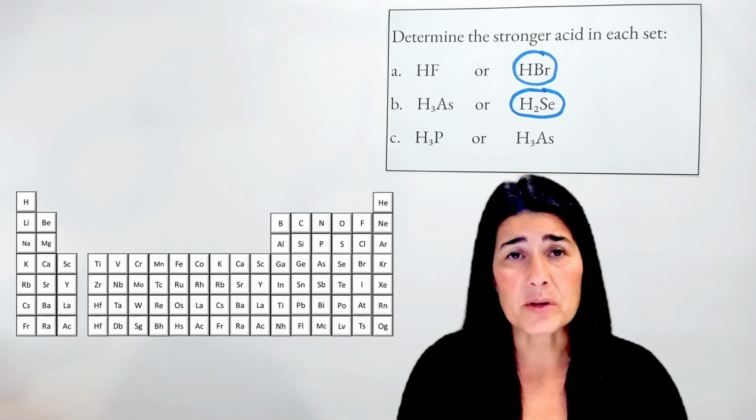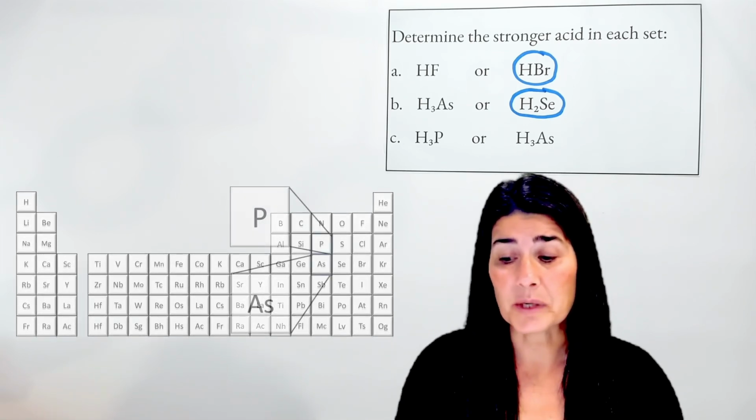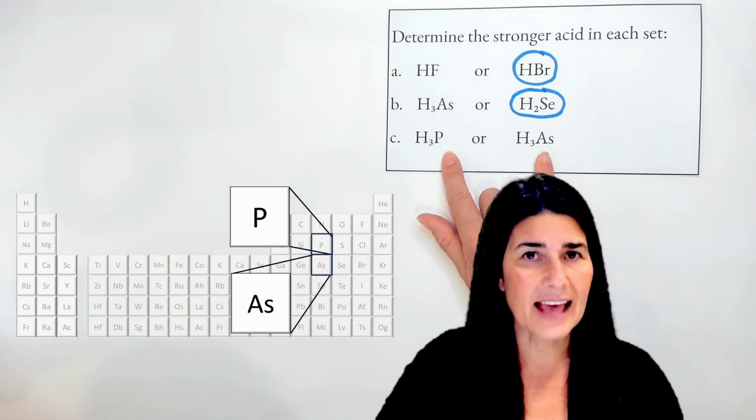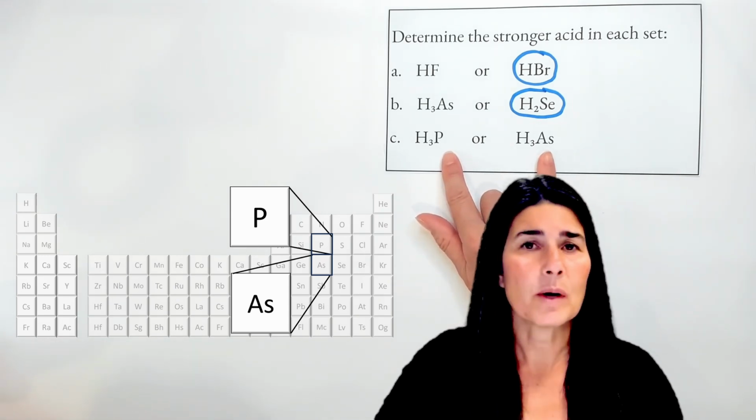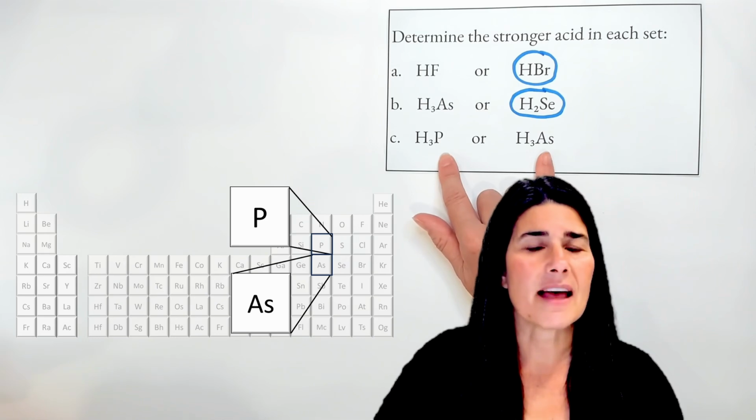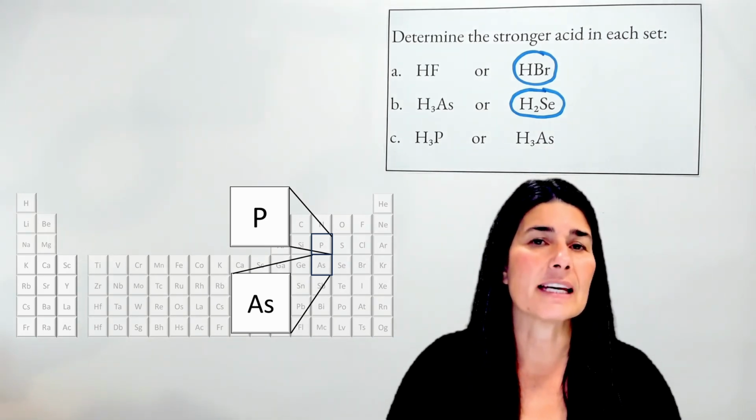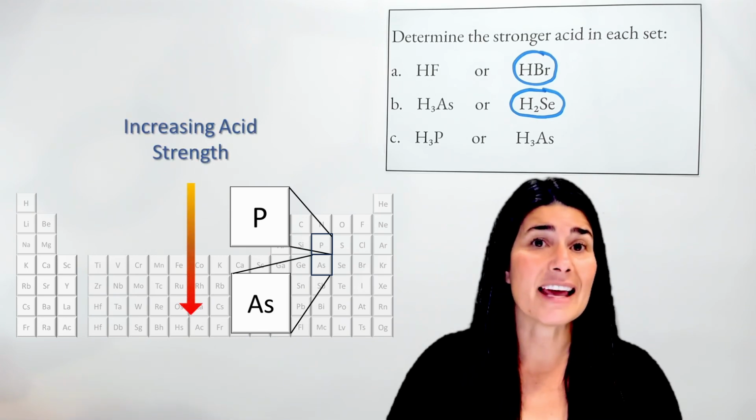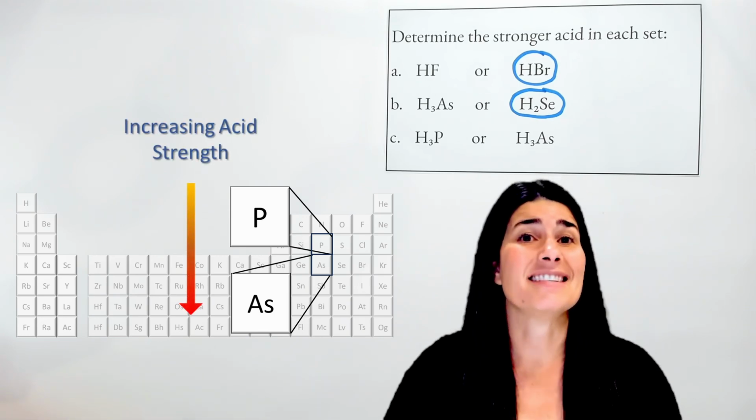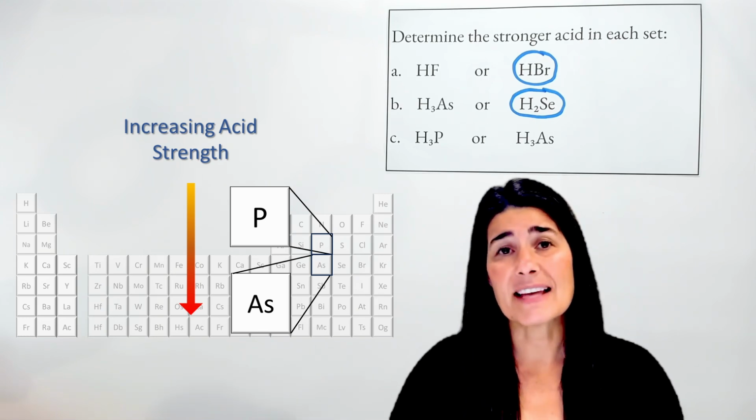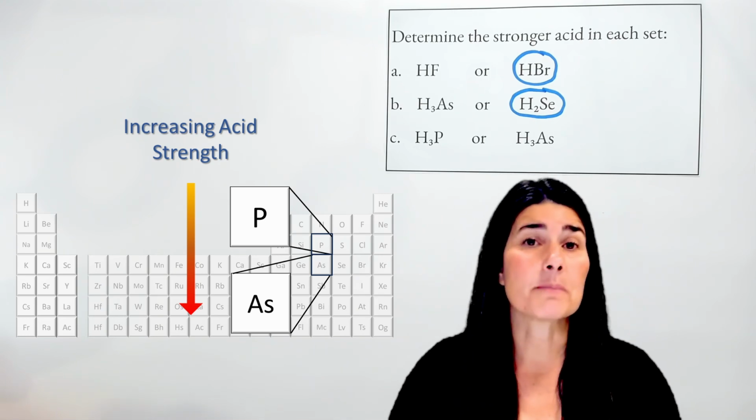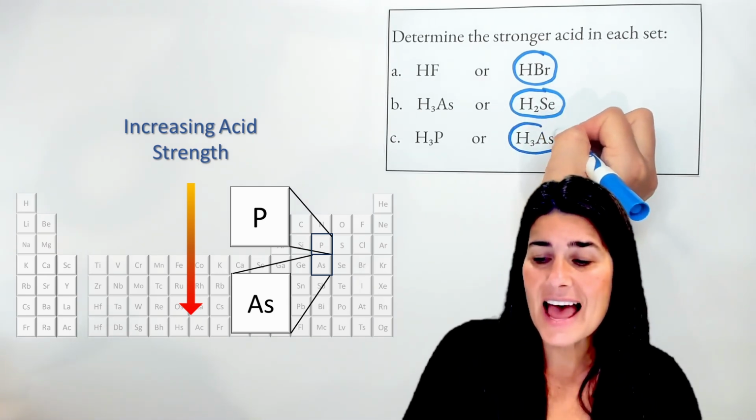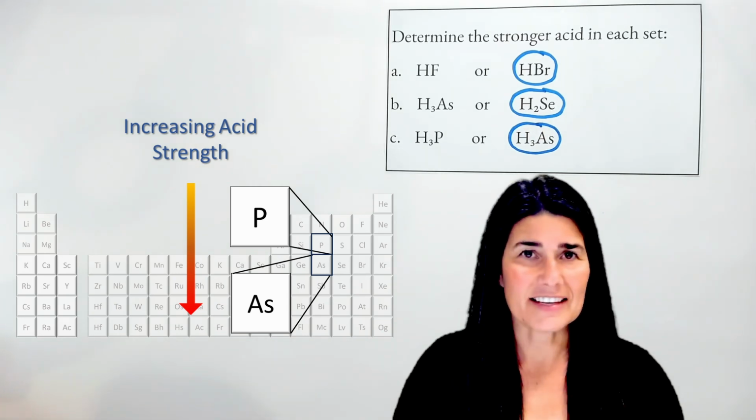Now, our last example is H3P and H3As. We need to compare the positions of the phosphorus and the arsenic atom that's attached to our hydrogen. When we look at those positions, we notice that phosphorus and arsenic are both located in the same column on the periodic table. For binary acids, when we are comparing H attached to an element up and down on the periodic table, acids get stronger as that element X becomes larger. So we're going to go ahead and choose the H3As molecule as our stronger acid.